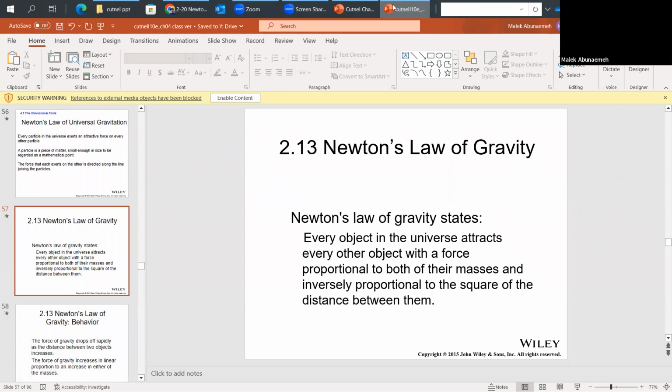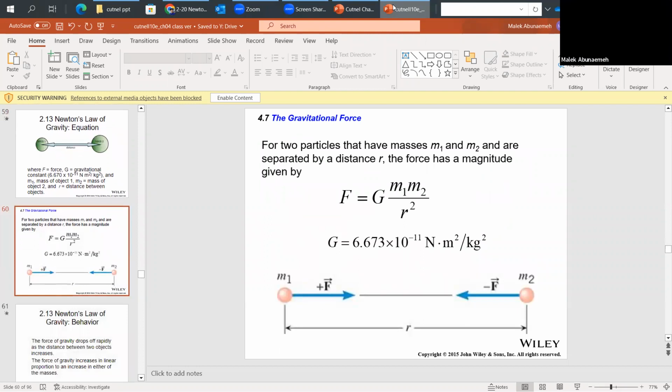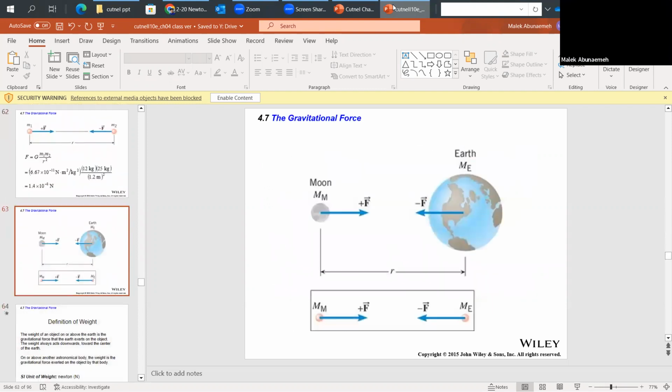Newton's law of gravity states every object in the universe attracts every other object with a force proportional to both of their masses and inversely proportional to the square of the distance between them. And this is the equation that we actually just wrote down, where your gravitational force is G M1 M2 over R squared, where G is your gravitational constant, 6.67 times 10 to the negative 11 newton meter squared per kilogram squared. And we just did this example.